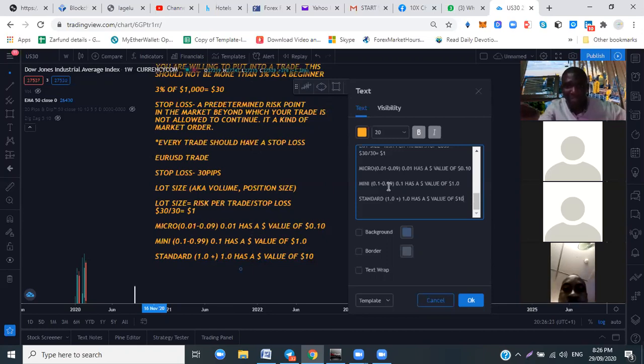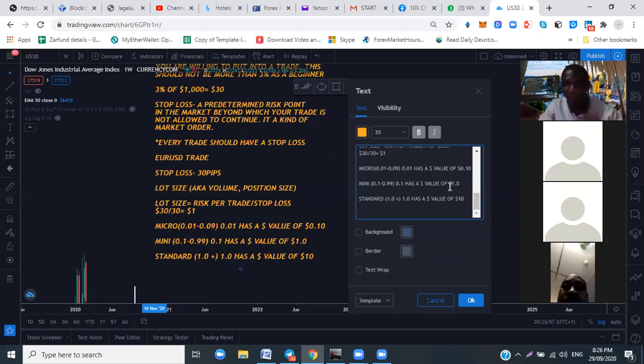So it means that if you have a lot size of 0.5, what will it be in dollar value? Now this is the value of 1 pip. All right. So when I say 0.01 has a dollar value of 10 cents, it means that is the value for 1 pip. This dollar value I'm talking about here is the dollar value for 1 pip movement, up or down.